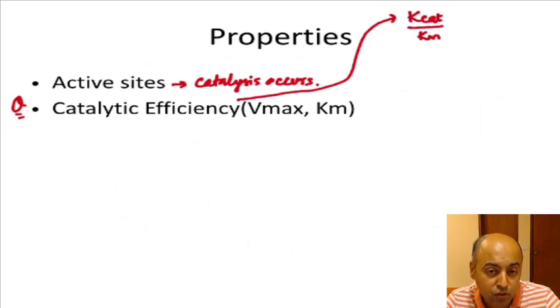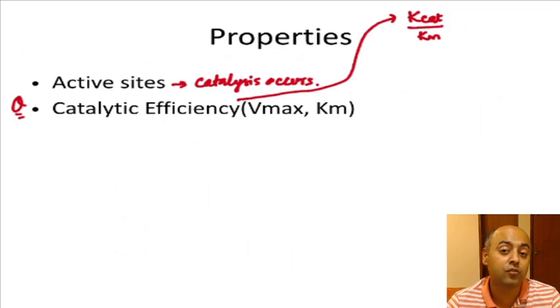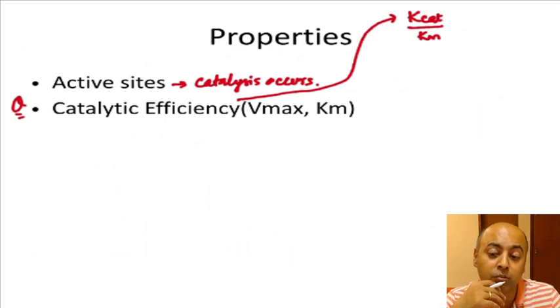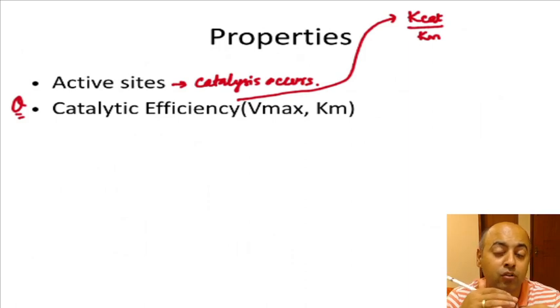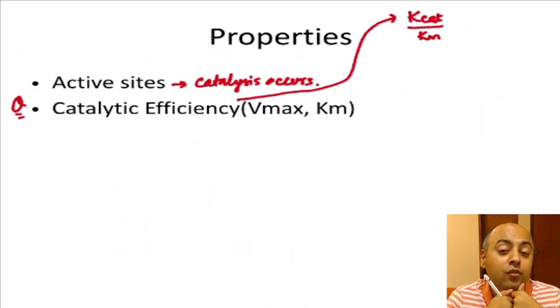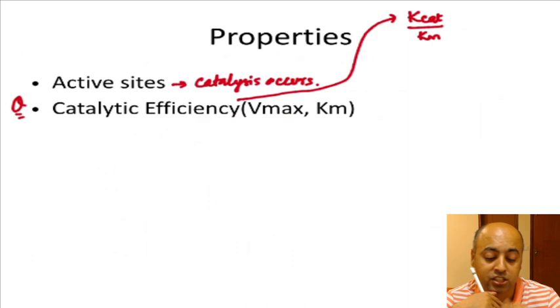You can just be asked which of the following is the correct formula for catalytic efficiency. We have also seen numericals coming from this formula. The values for Kcat and Km are given for four different sets of reactions. You have to tell which one has the best catalytic efficiency.